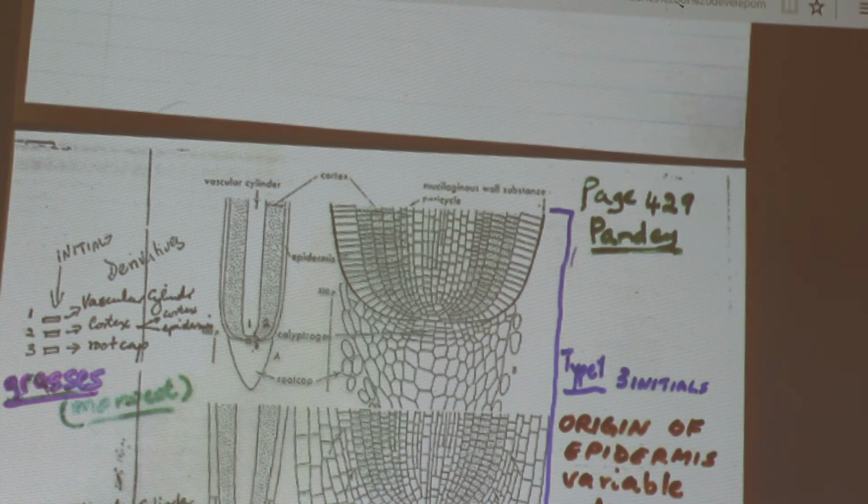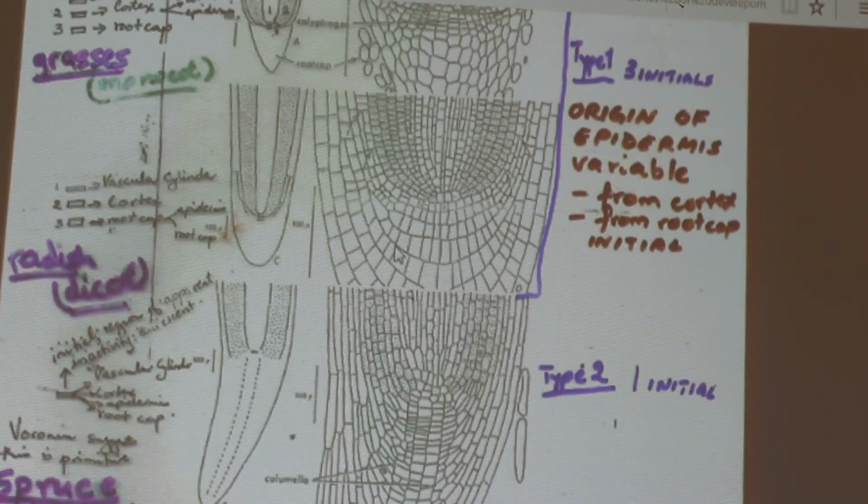Okay? The difference between that one and this one, both of them say that there are three initials. The difference comes with the third initial. Let me say the second and the third initial. Here we said the second initial will give rise to the cortex and the epidermis. Here we are saying the epidermis is coming from the same initial that gave rise to the root cap. So the third initial gives rise to the root cap and the epidermis. This was observed in dicots.